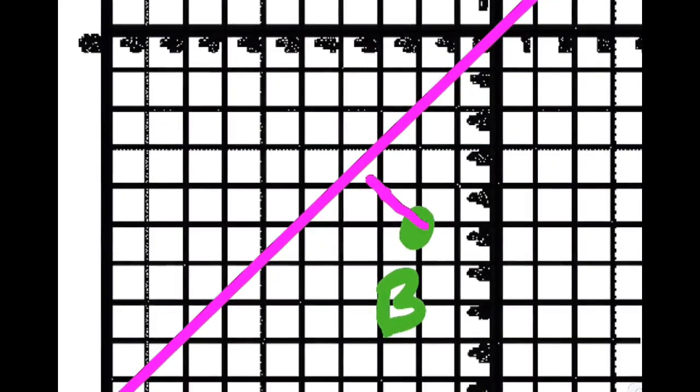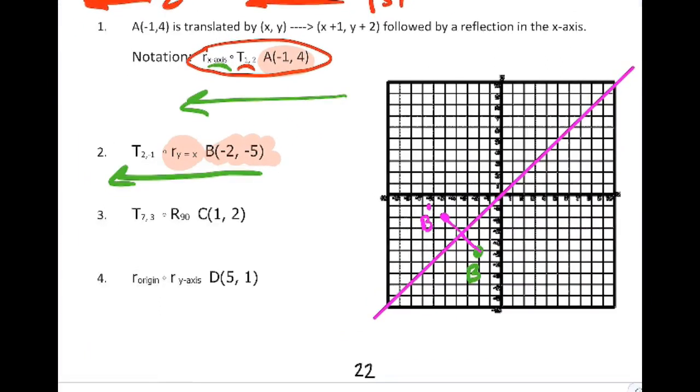It's 1.5 diagonals, so 1.5 diagonals. There's B prime. Or you could just reverse the coordinates. So -2, -5 becomes -5, -2. Either way works for you.